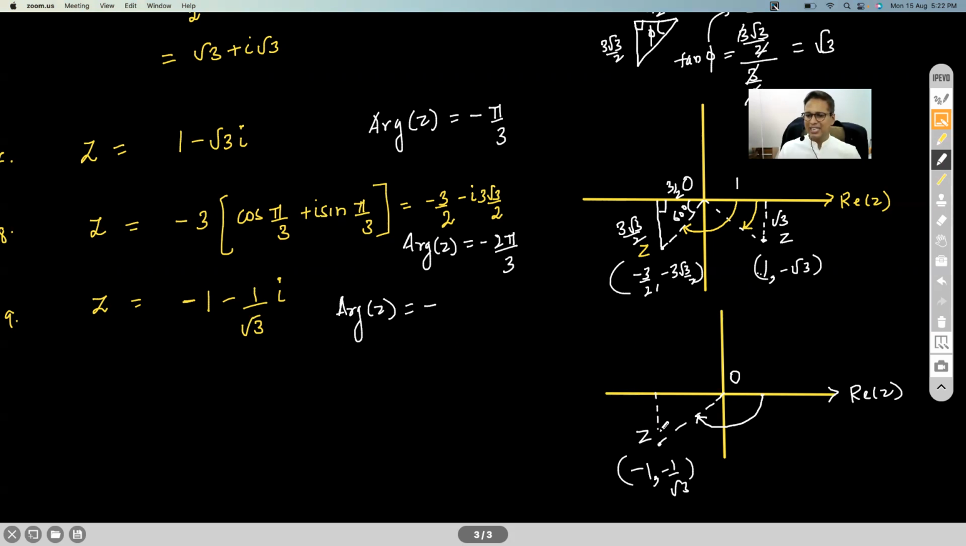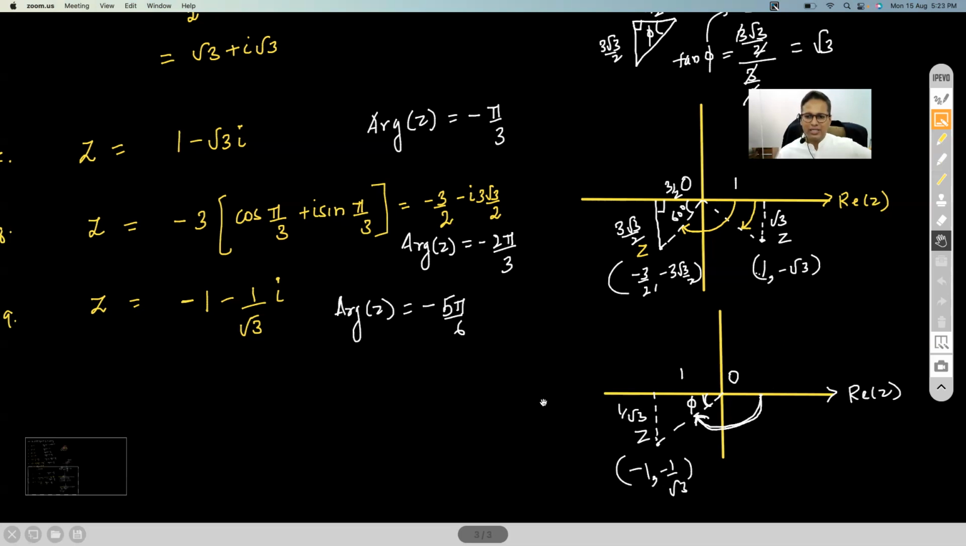Now here again, this is 1 and this is root 3. So this time the phi value here will be pi by 6. So this is minus 5 pi by 6, right? Because this is pi by 6, so this thing should be 5 pi by 6, the complementary of that. And you're moving in a clockwise sense, so it will be negative 5 pi by 6. Is this okay? Any questions?